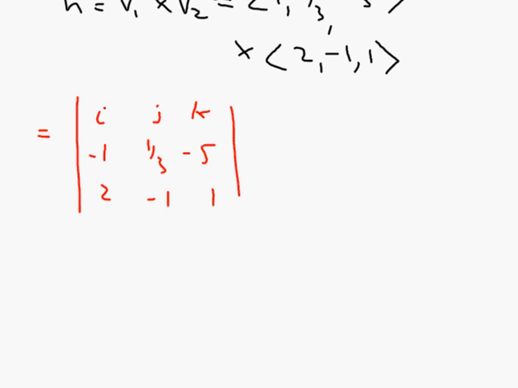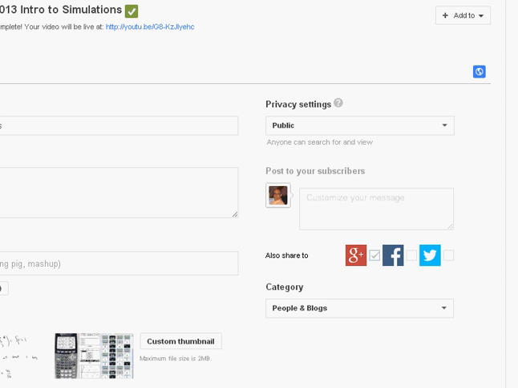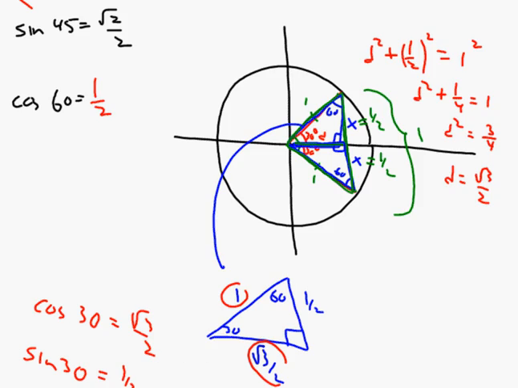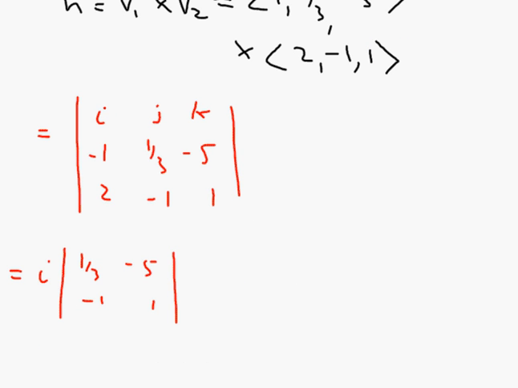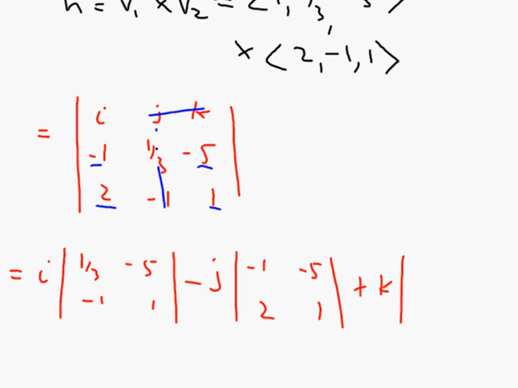Watch me on the math here, and let's make sure I don't make a silly mistake. i times its minor: 1/3, -5, -1, 1. Minus j times its minor, which would be -1, 2, -5, 1. Just in case you're forgetting your minors, there's the minor of j: cross out that column and row. Plus k times -1, 1/3, 2, -1.